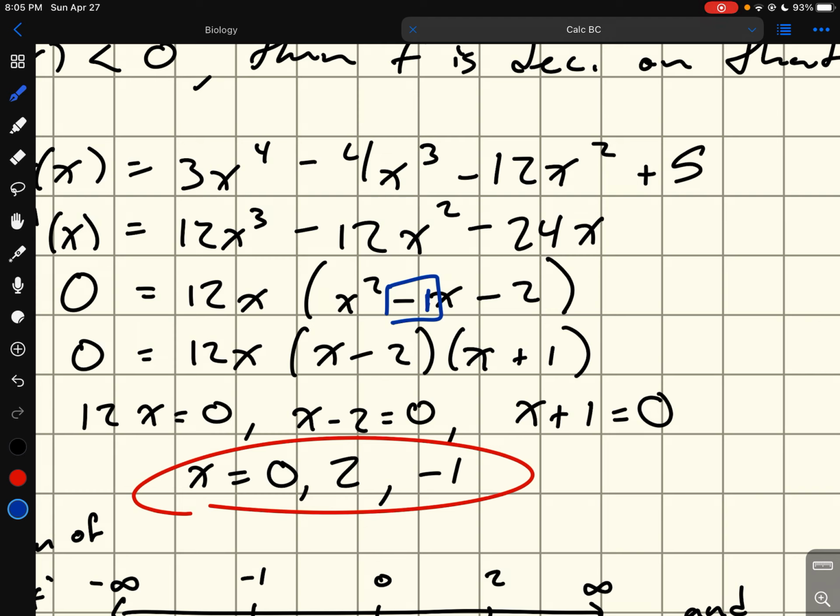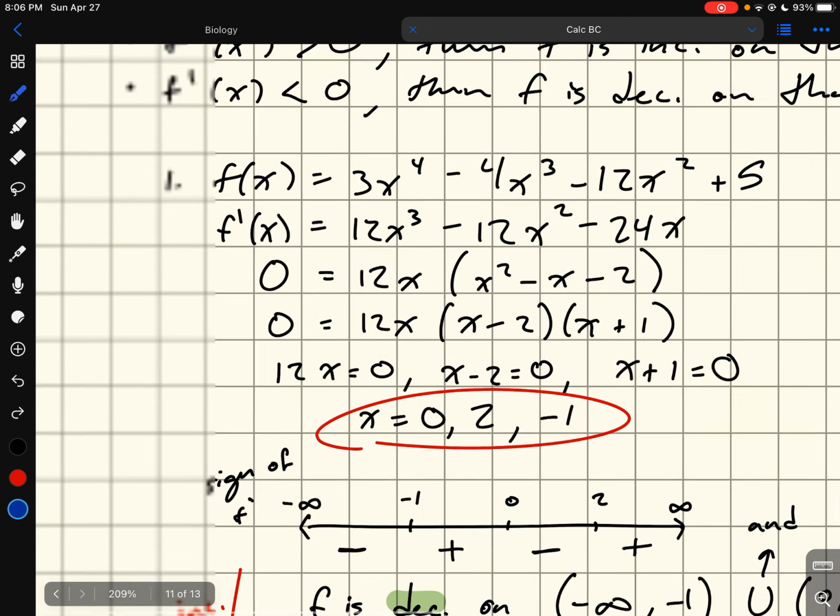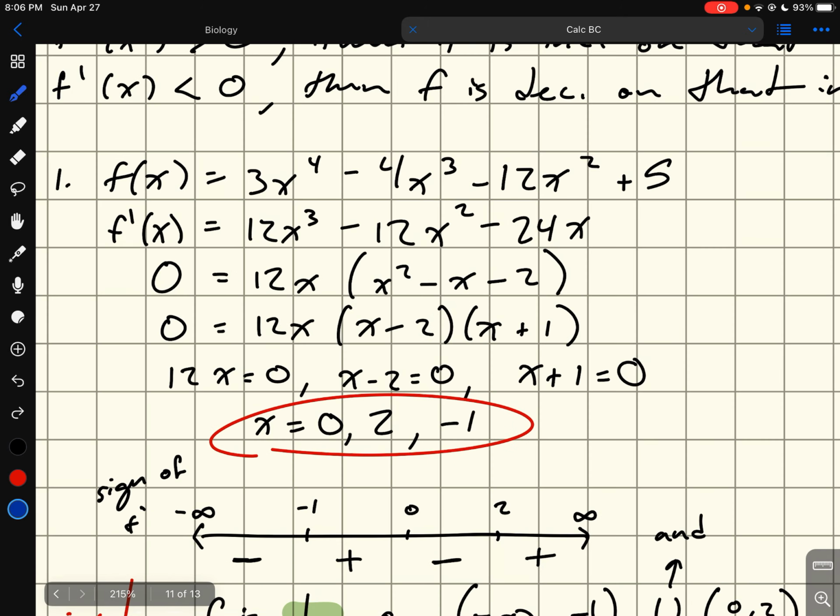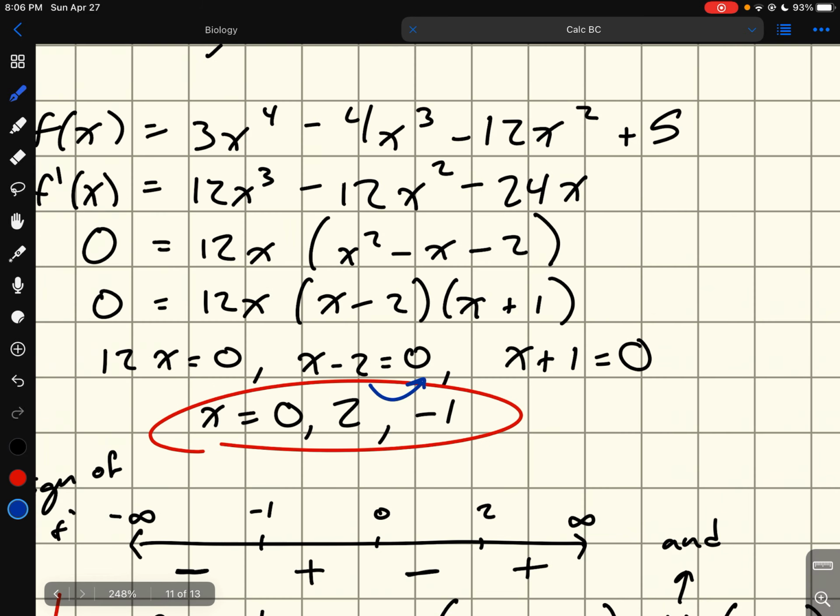Remember, there's an invisible 1 in front of that x. So negative 2 plus 1 is negative 1, so that checks out. And then we use the zero product property to separate everything and find the values of our x. So this goes here, here, here. And from this, we divide our x over there, we get x equals 0. We move our 2 over there, we get x equals 2. We move our 1 over there, we get x equals negative 1.